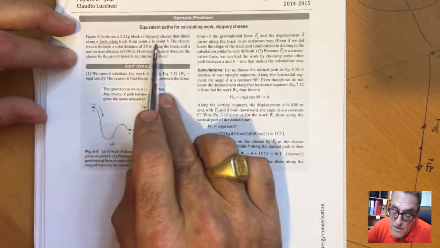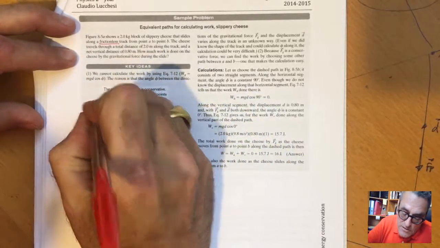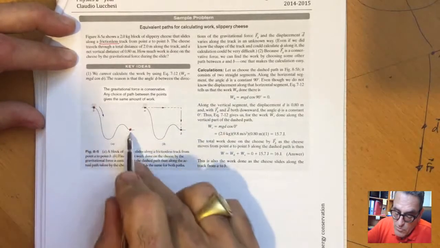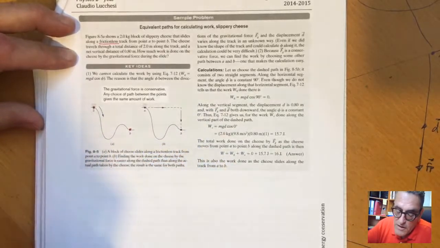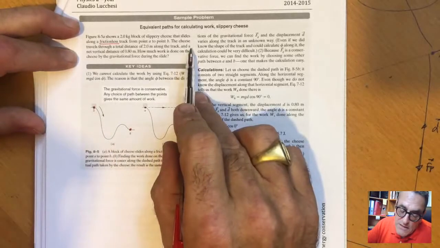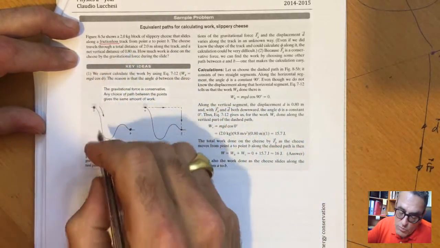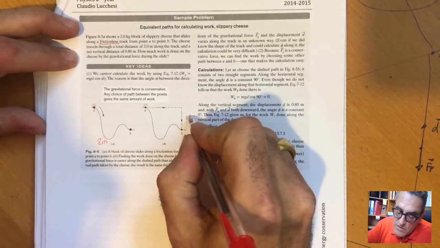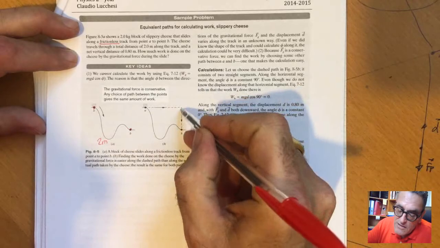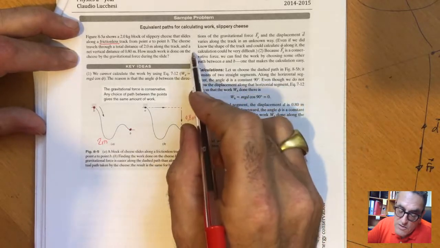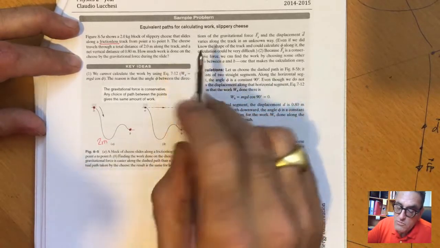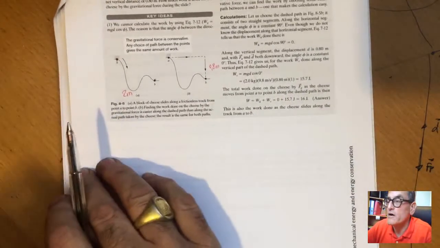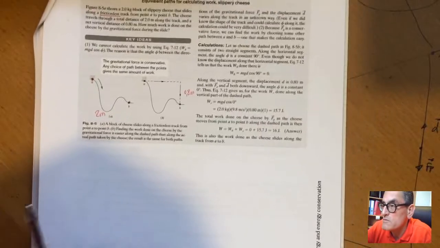So it's frictionless from point A, which is here, to point B, which is here. It's going down that way, going back up and ending up in B. So the total distance here is 2 meters, and the vertical distance here is 80 centimeters. How much work is done on the cheese by the gravitational force during the slide? Please try to compute it and come back for the correction in a minute.